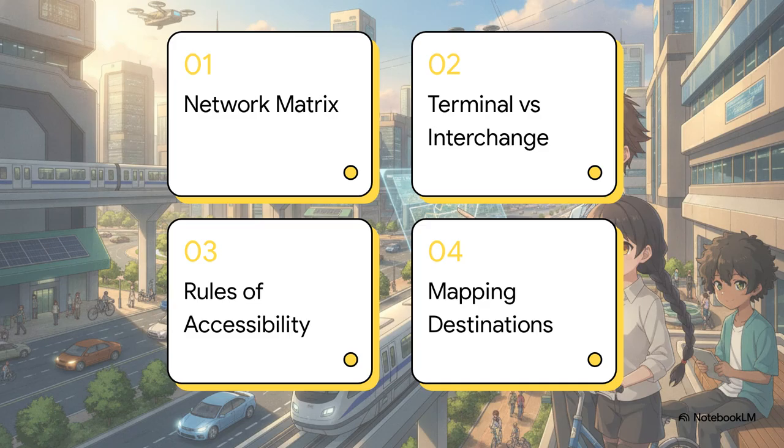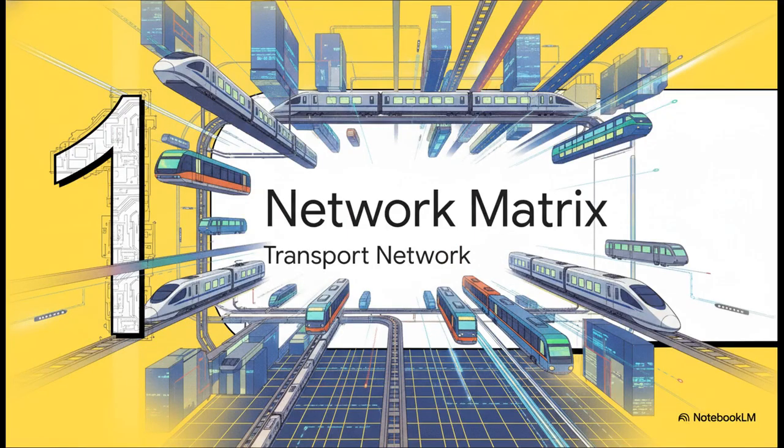Here is our roadmap for today. First, we'll look at the transport network matrix. Then, terminals versus interchanges. Third, we'll cover the rules of accessibility. And finally, mapping city destinations. All right, let's jump right into part one, the transport network matrix.